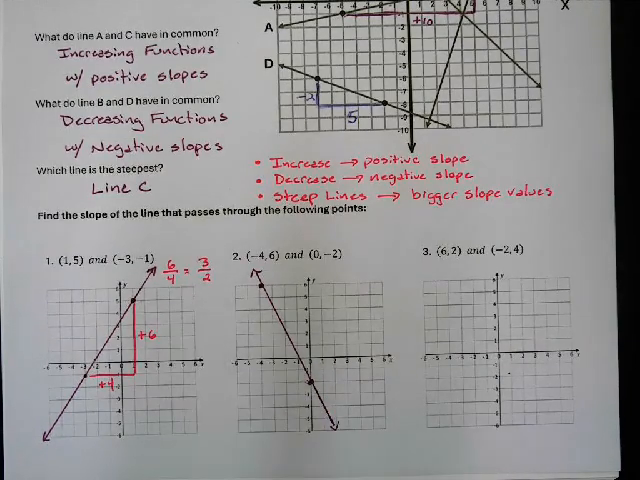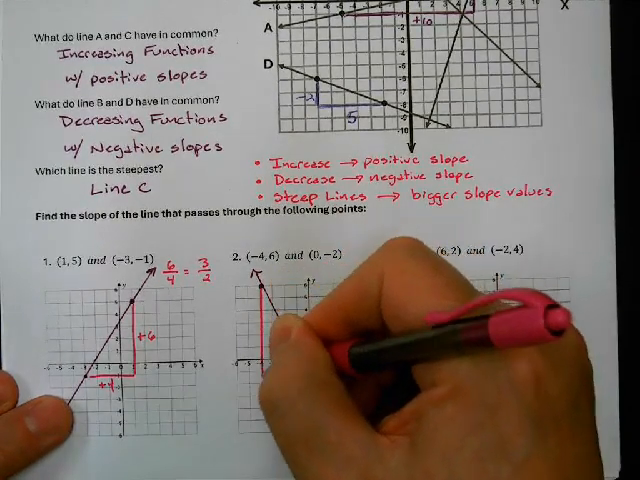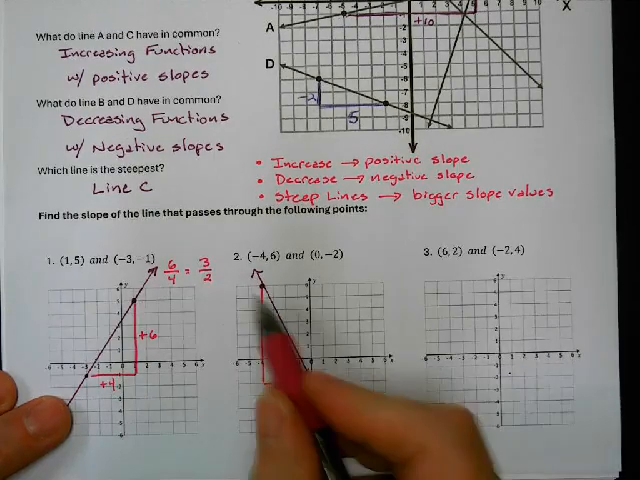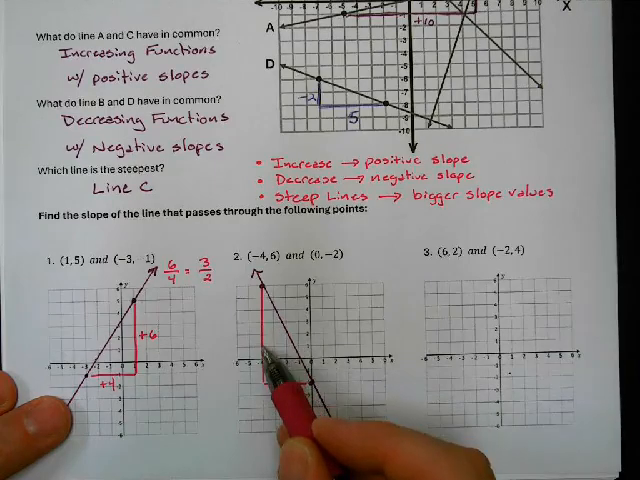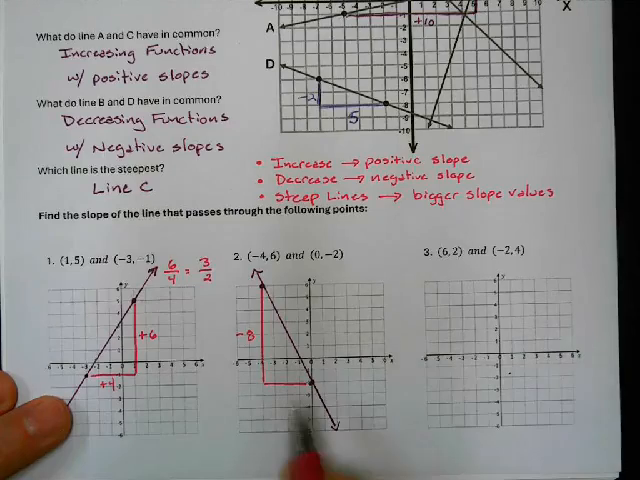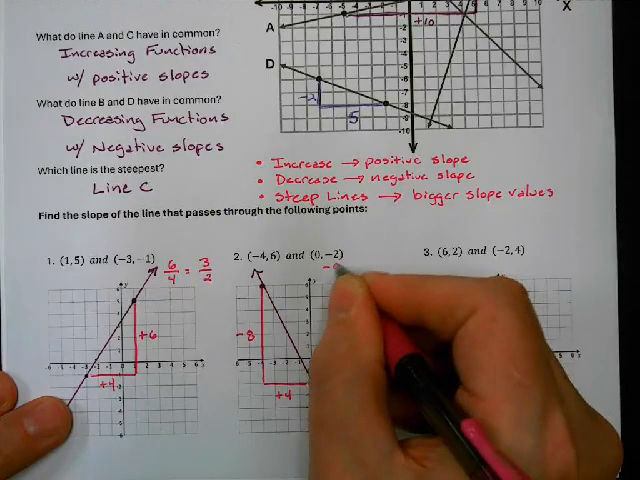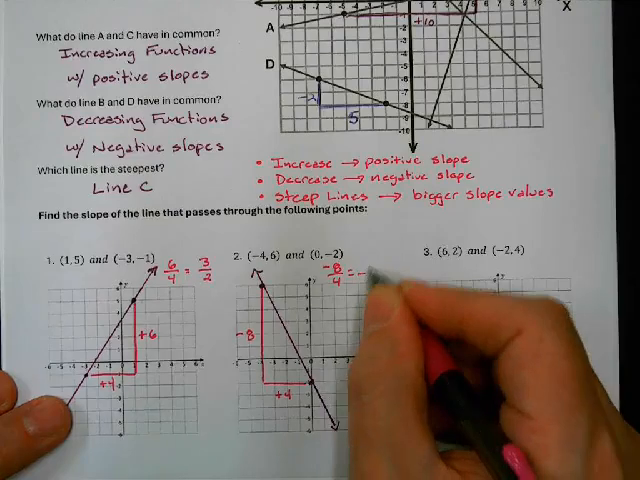So we'll make our slope triangle between here. So the y values are definitely going down. 1, 2, 3, 4, 5, 6, 7, 8. So they're going down 8. And they're going this way, 1, 2, 3, 4. So that's positive 4. So we would say negative 8 over 4. And that reduces to negative 2 over 1, or just negative 2.